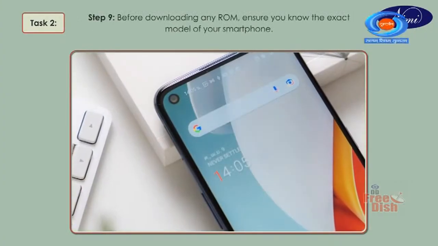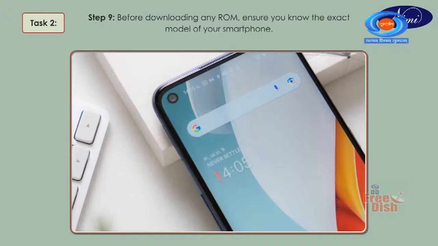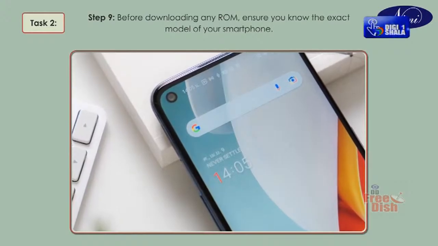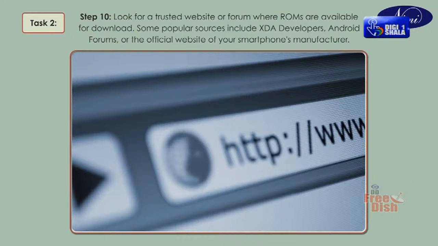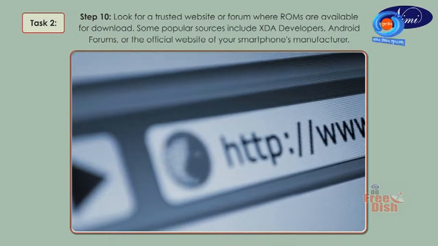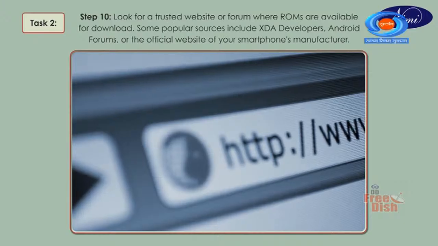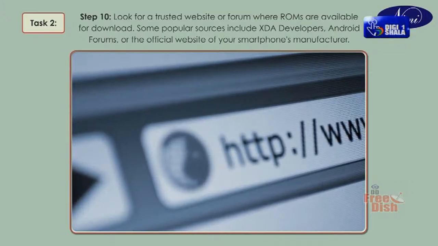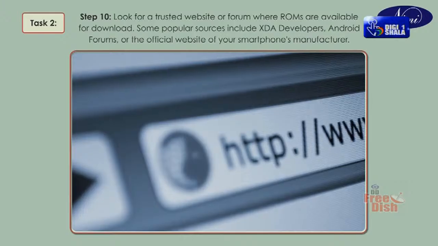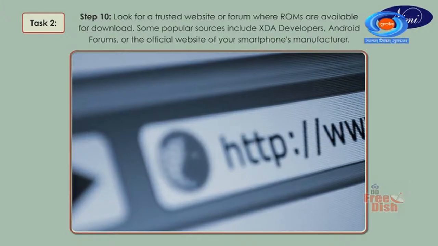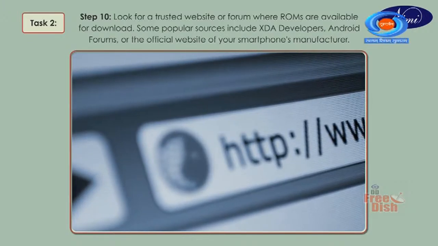Step 9. Before downloading any ROM, ensure you know the exact model of your smartphone. Step 10. Look for a trusted website or forum where ROMs are available for download. Some popular sources include XDA Developers, Android forums, or the official website of your smartphone's manufacturer.